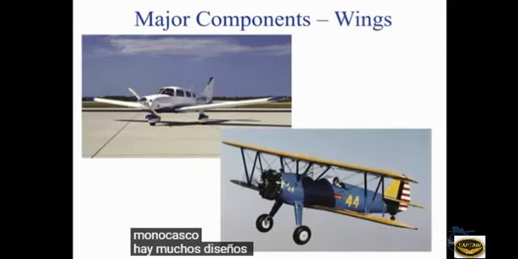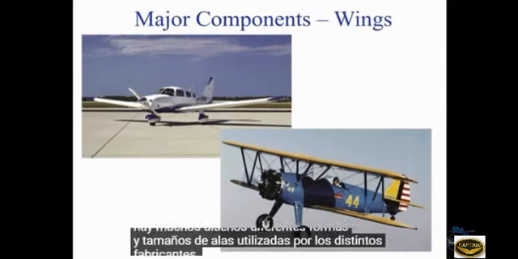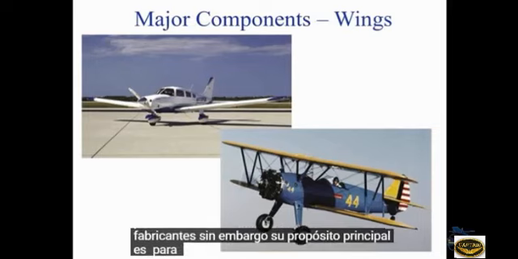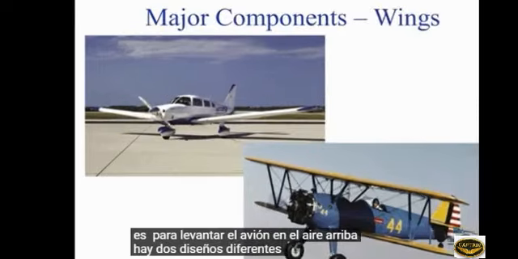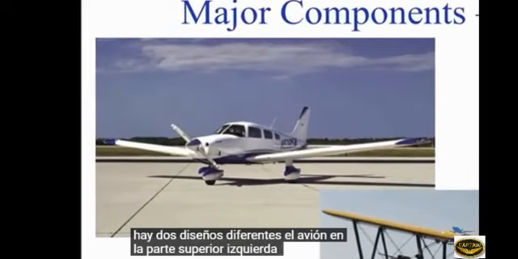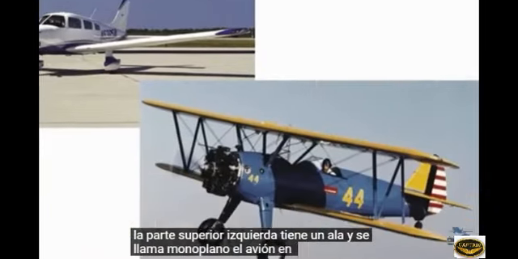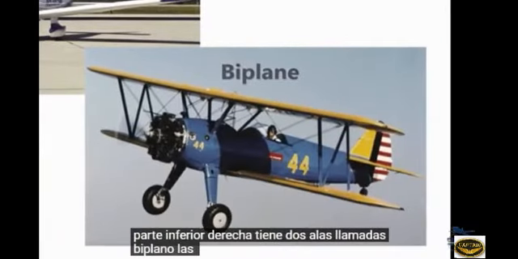There are many different designs, shapes, and sizes of wings used by the various manufacturers. However, their main purpose is to lift the plane into the air. Above are 2 different designs. The plane in the upper left has 1 wing and is called a monoplane. The plane in the lower right has 2 wings, referred to as a biplane.